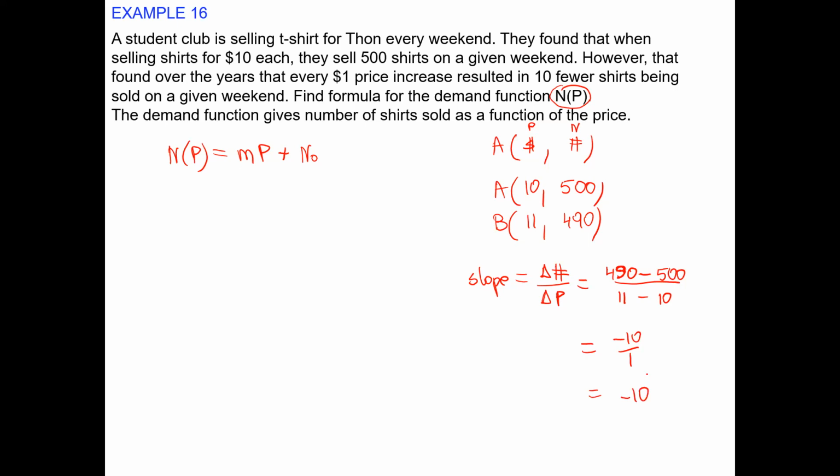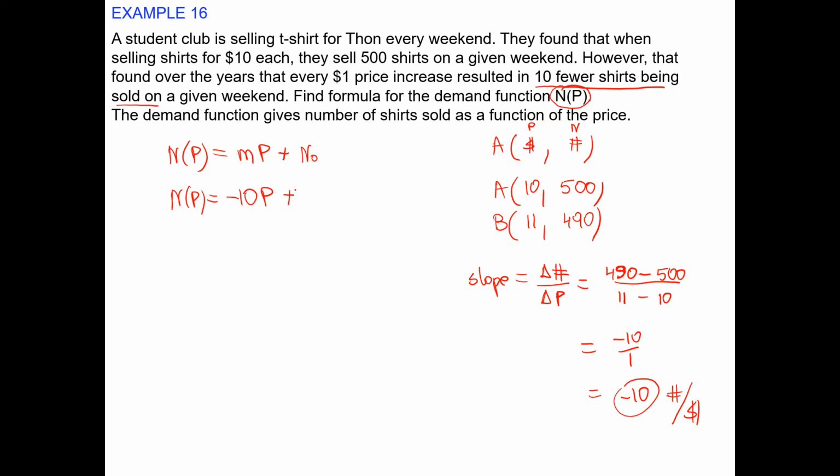That means they are losing 10, which again, the price increase. No. In 10 fewer shirts being sold on the given weekend. That means this 10, probably most of you will tell me that's the slope. We're selling 10 fewer, so negative 10 is the slope, because we can see negative 10 shirts over the dollars. Then the slope is negative 10, the rate of change.